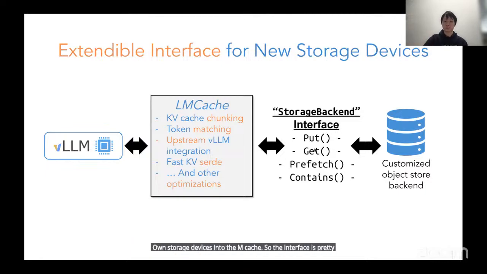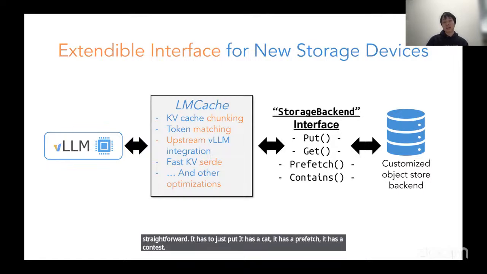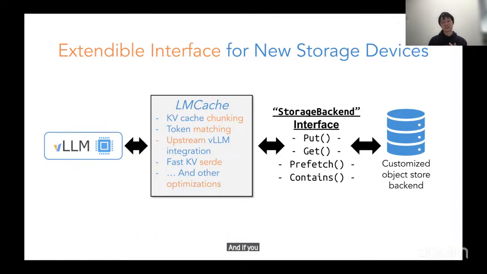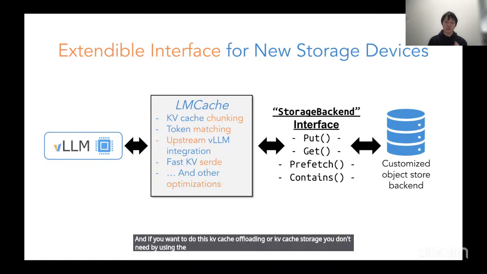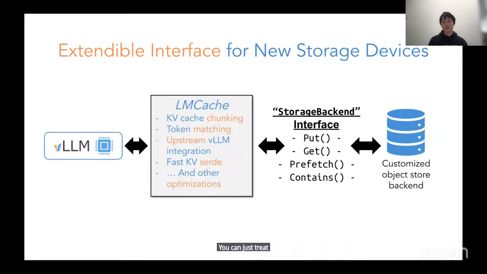The interface is pretty straightforward. It has a put, a get, a prefetch, and a contains. If you want to do KV cache offloading or KV cache storage using the LMCache interface, you don't need to care about the details of how vLLM will use this KV cache. You can just treat this as a purely extendable object store and put your code there.